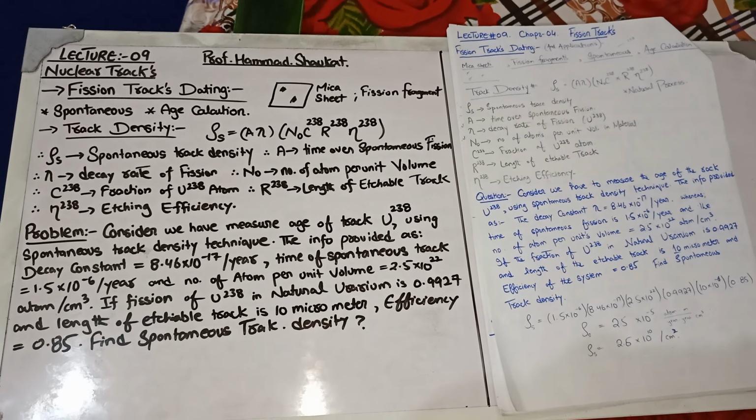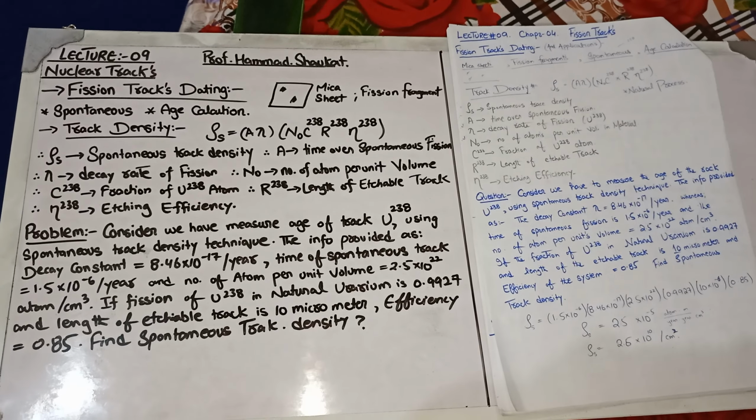Similarly, the value of n naught is basically 2.5 into 10 raised to power 22, multiplied by c r eta. The value of c is 0.9927, multiplied by r. The value of r is 10 micrometers, 10 into 10 raised to power minus 6, multiplied by 0.85, which is the value of eta.